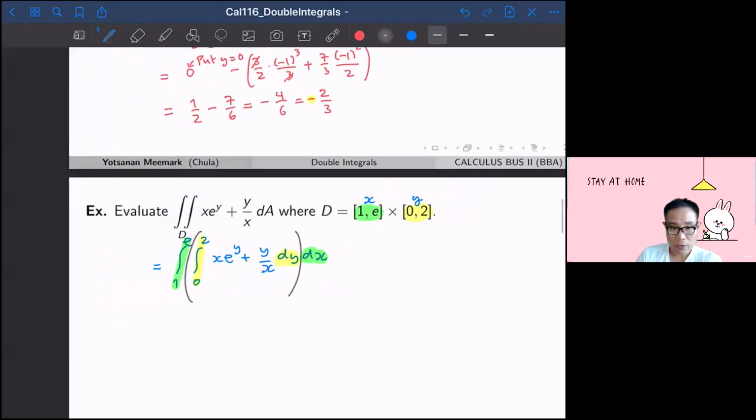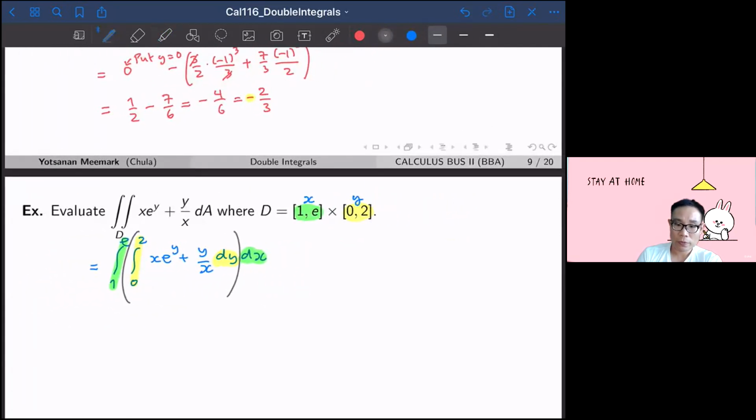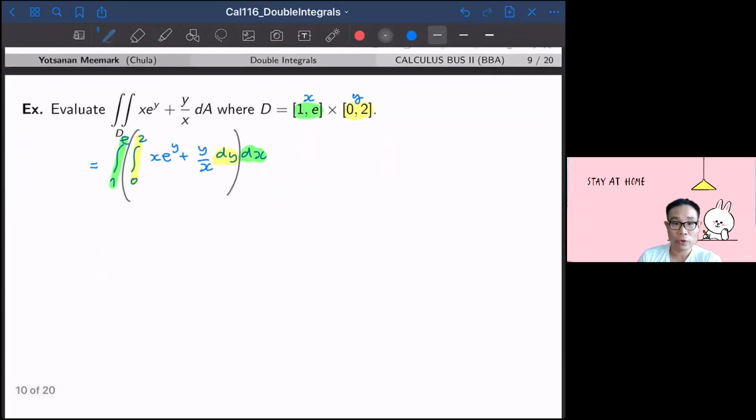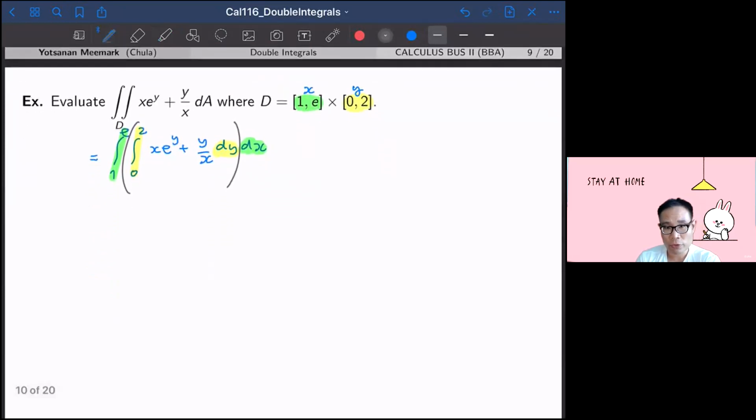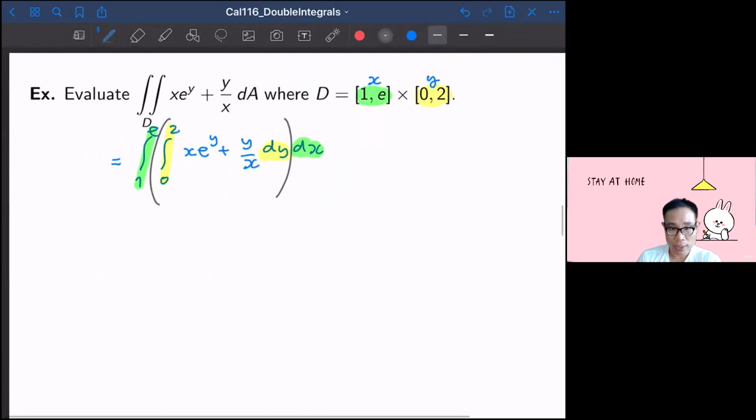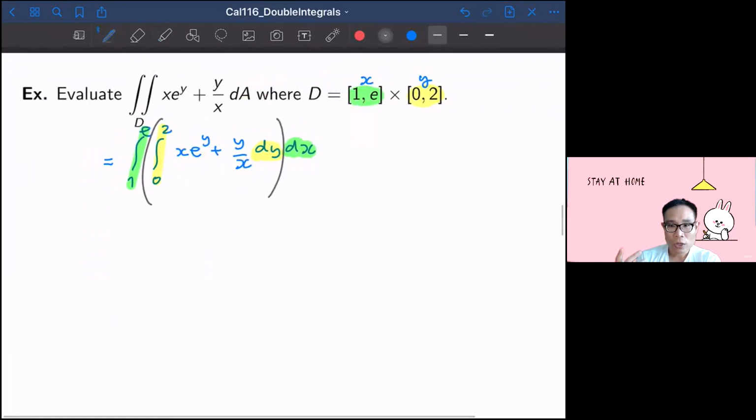Okay, for this one, I will let you do it on your own first, and I will give you the solution later during the recitation. So please do this one on your own to see whether you get the idea of how to compute the double integral, and I will show you the solution later.